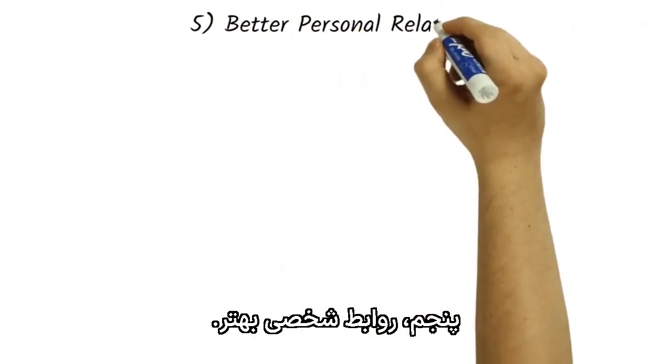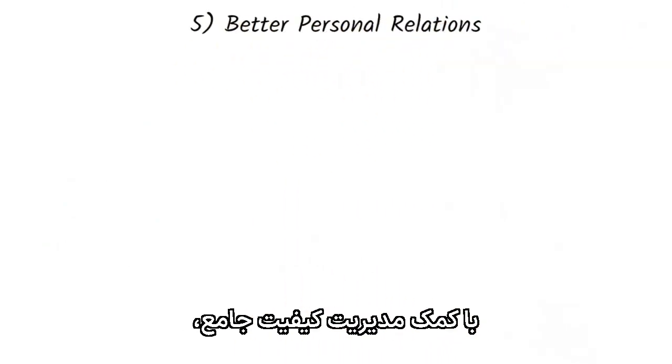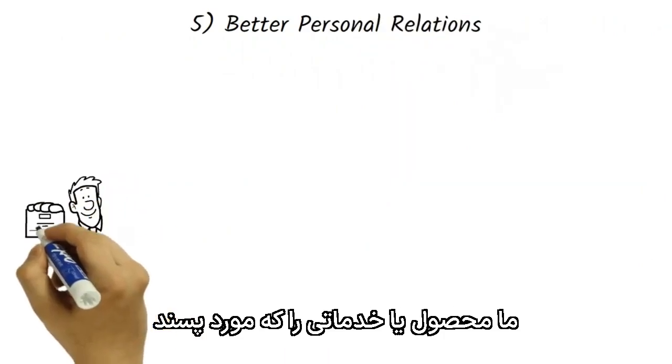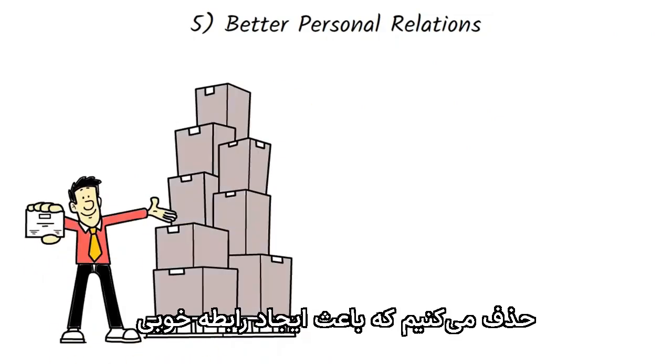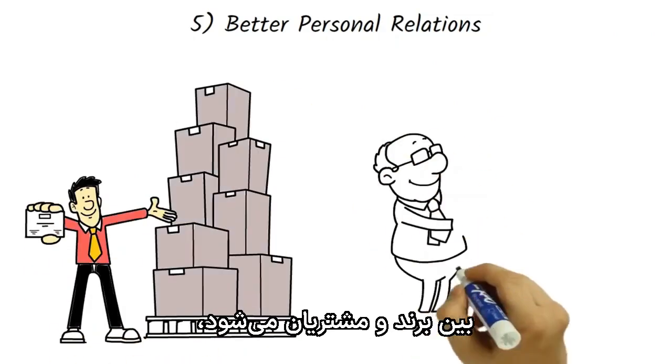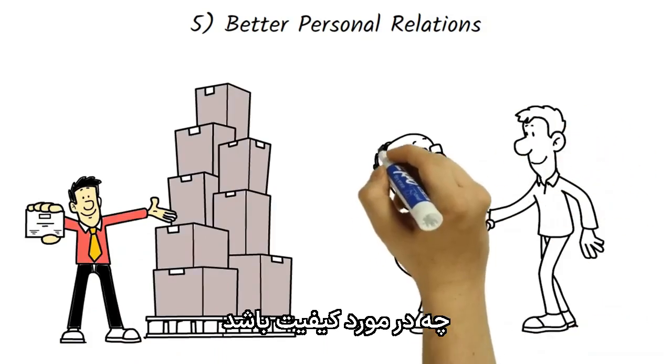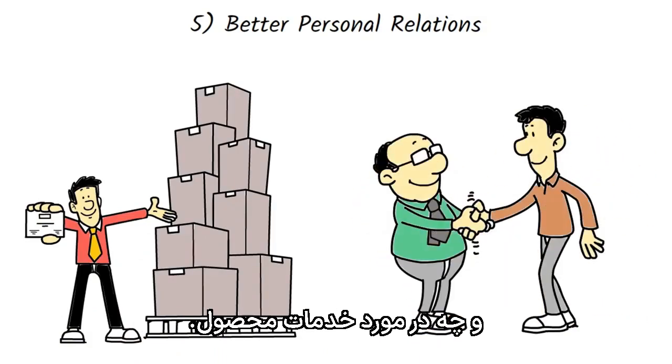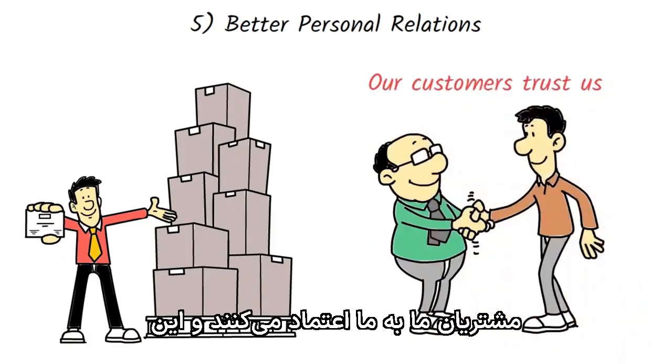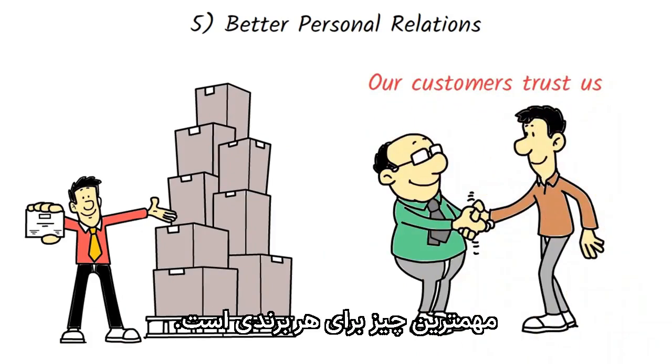Fifth, better personal relations. With the help of total quality management, we eliminate the products or services which will not be liked by our customers, or the defective products, which creates a good relationship between the brand and customers, whether it's about the quality or service of the product. Our customers trust us, and that is the most important thing for any brand.